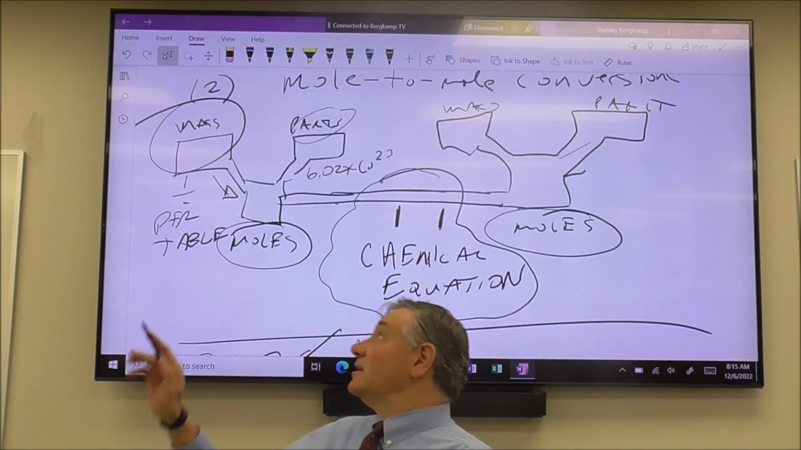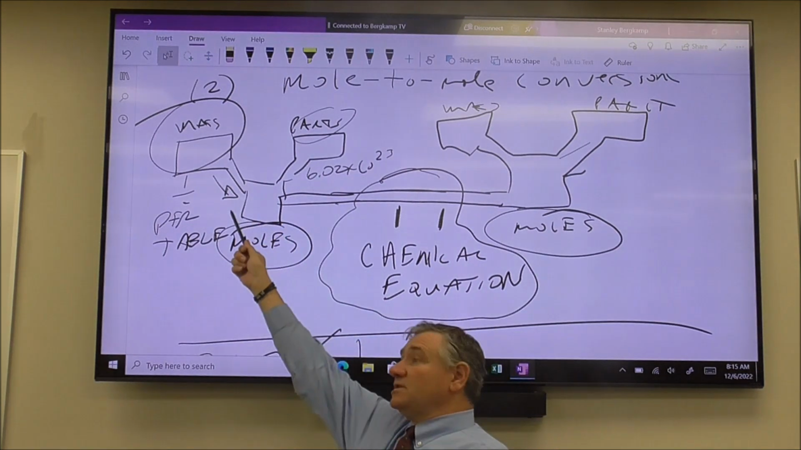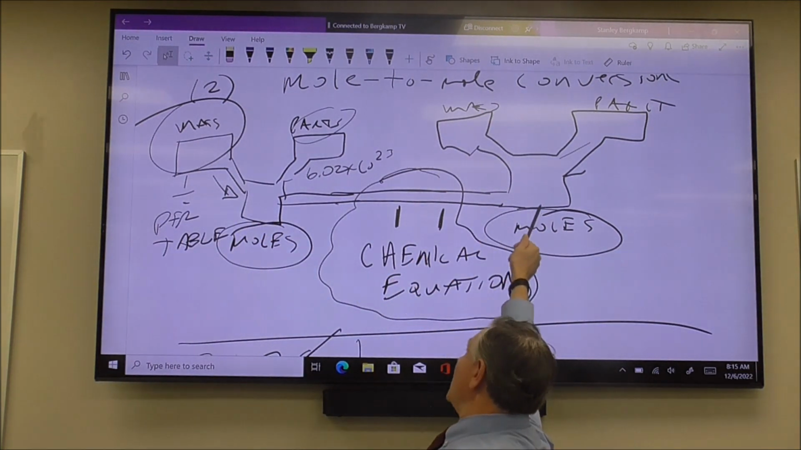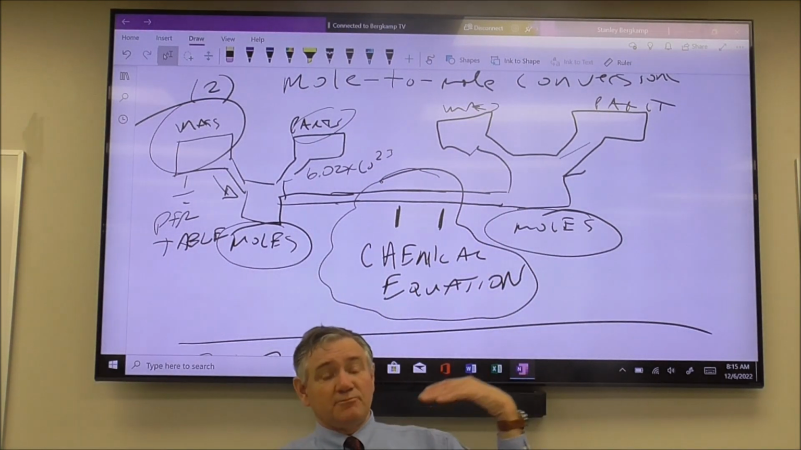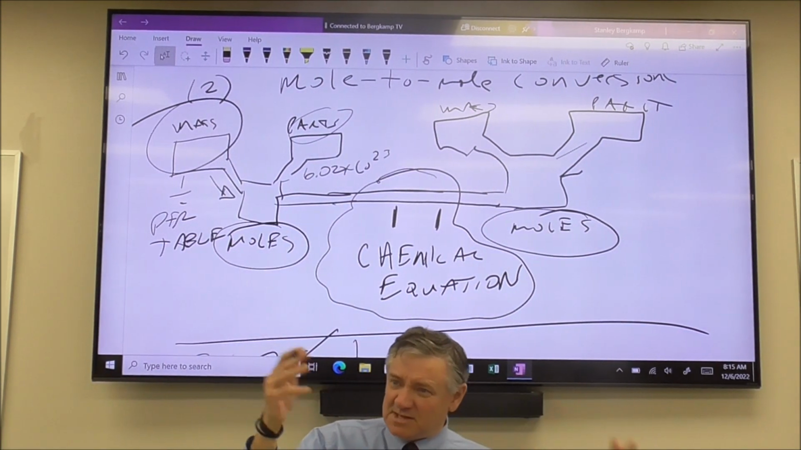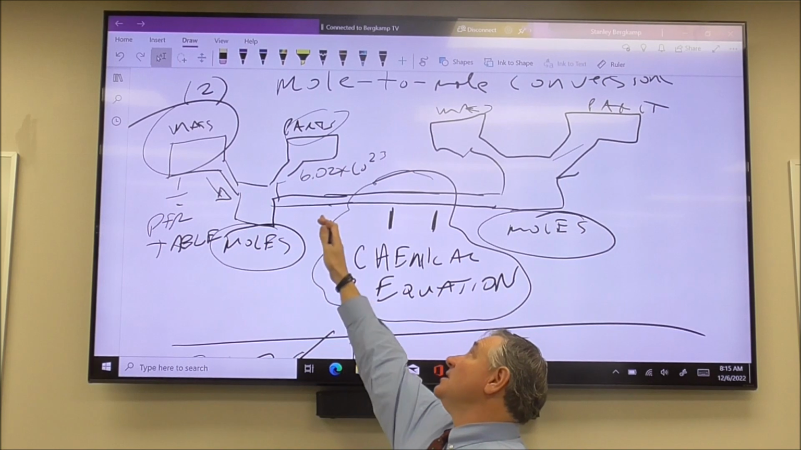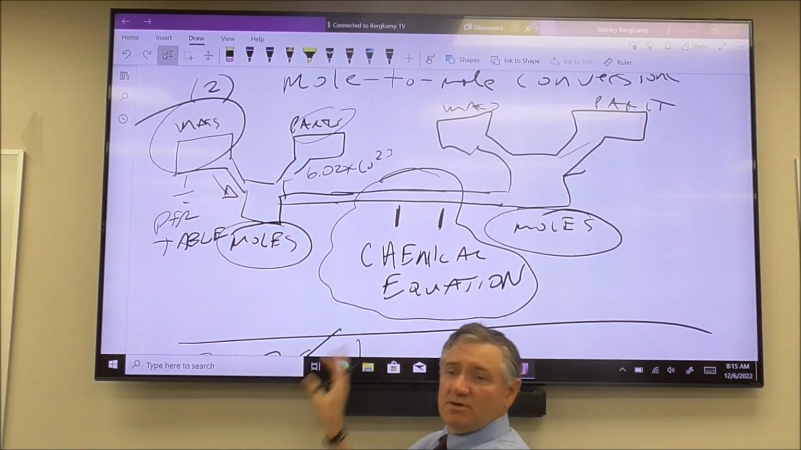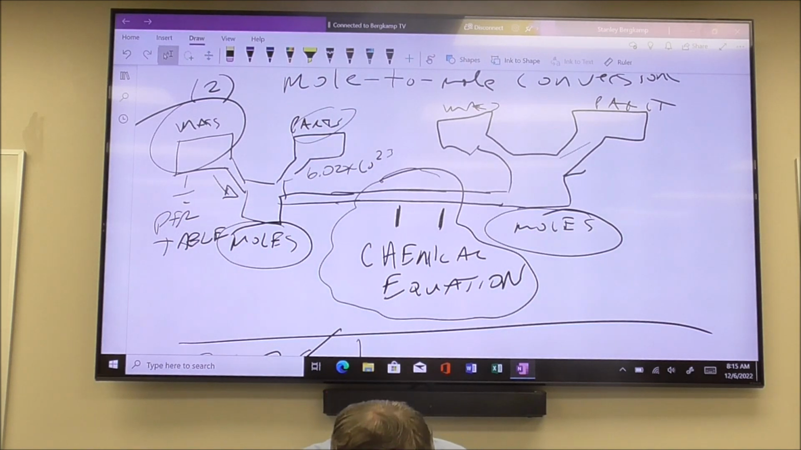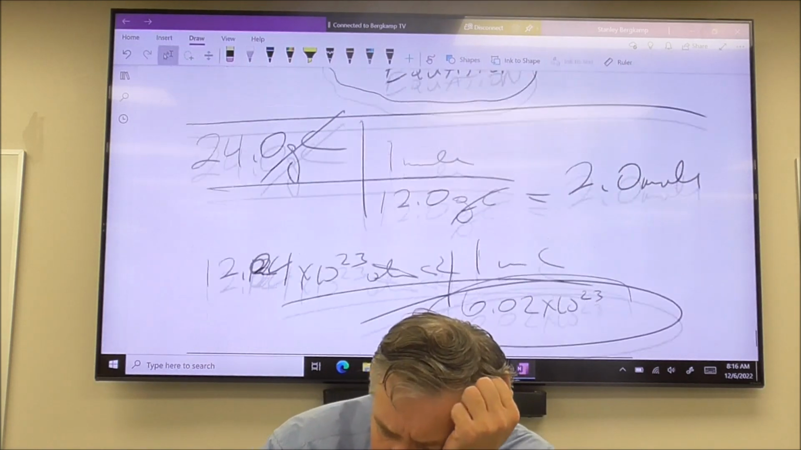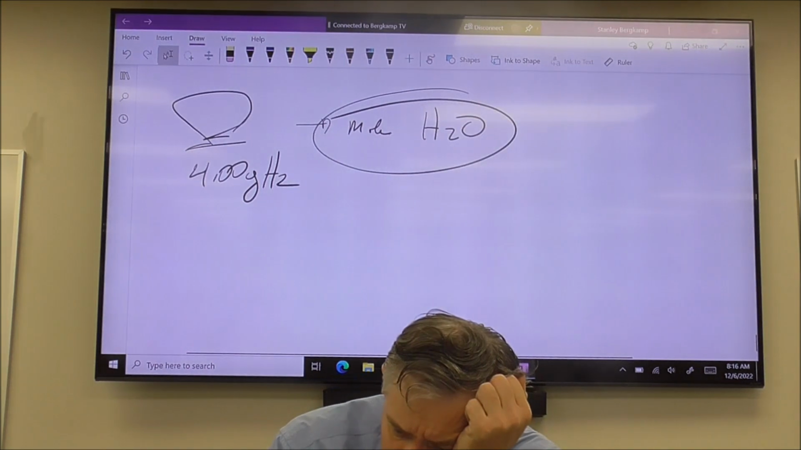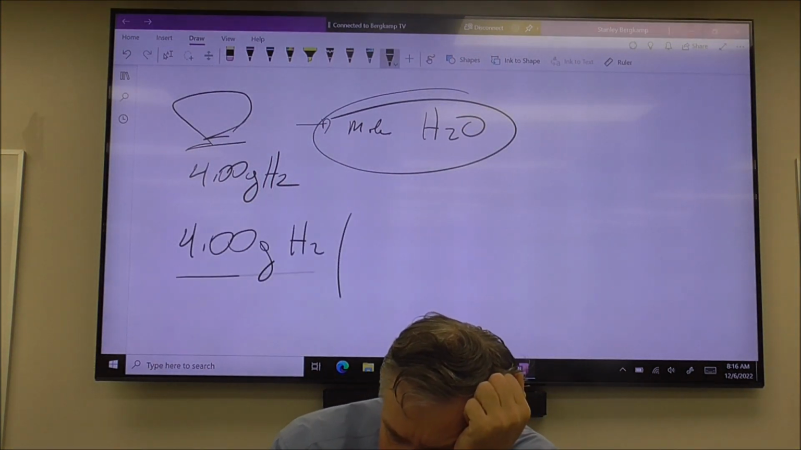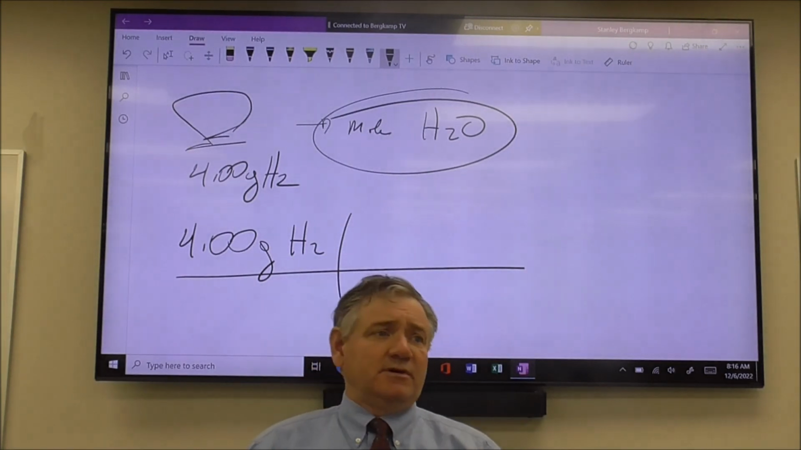So I'm going to start here. I'm going to look at the periodic table, then look at the chemical equation, and I'm going to end up over there. I'm going to cross that bridge. Some people like this analogy, that this is a bridge that connects the two. Whenever you cross the bridge, you look at the chemical equation. So here's what you're going to do, just like you've done before. I'm going to start with 4 grams of hydrogen. Why do I put the H2 on the end of it?